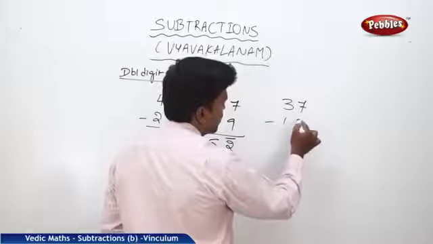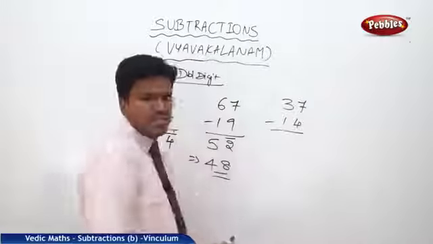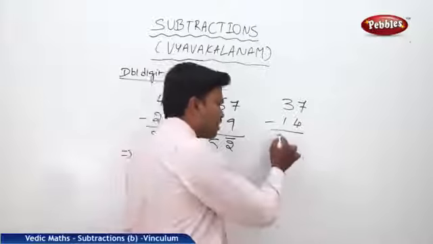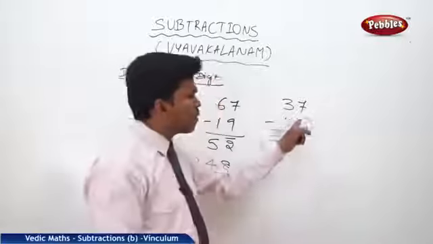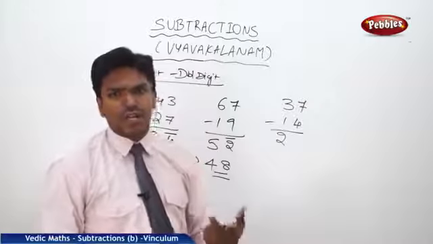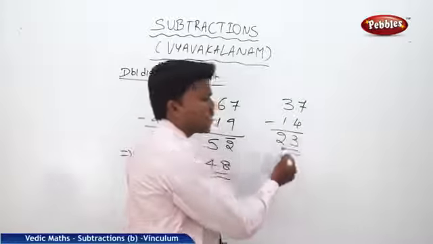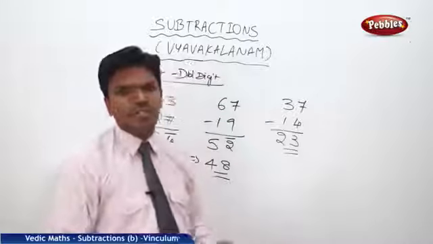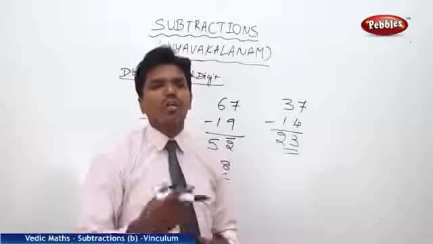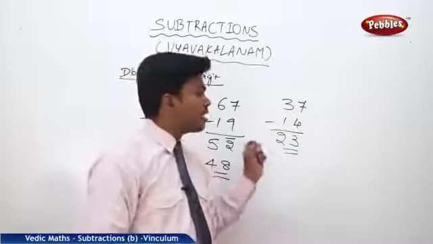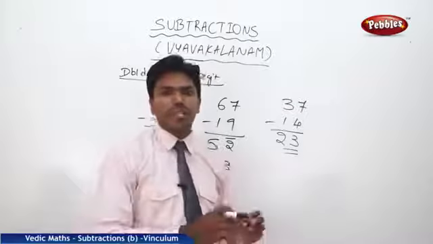Similarly, 37 minus 14. So 3 minus 1 is 2. We will write 2 here. Now what is 7 minus 4? 3. So directly subtraction is possible. So we are going to write the answer directly. No need of even converting the number. Why? Because it is not a Vinculum number. We have got the answer directly. So in such an easy way we can do the double digit minus double digit.